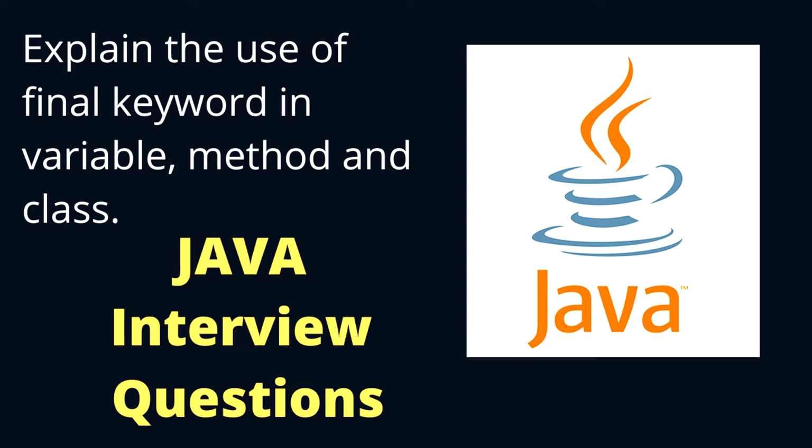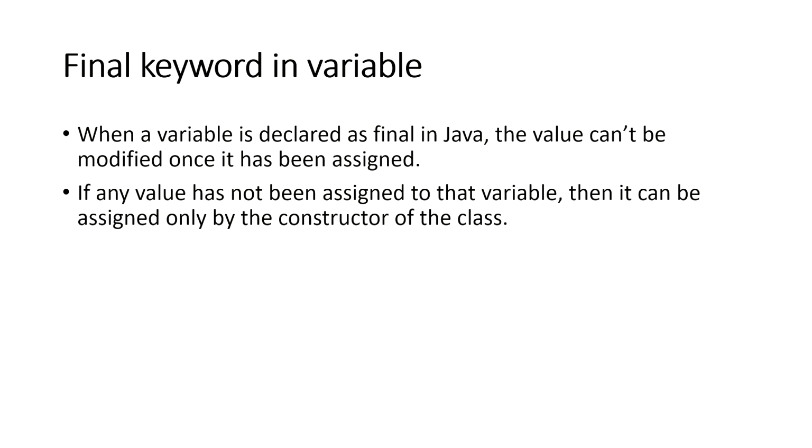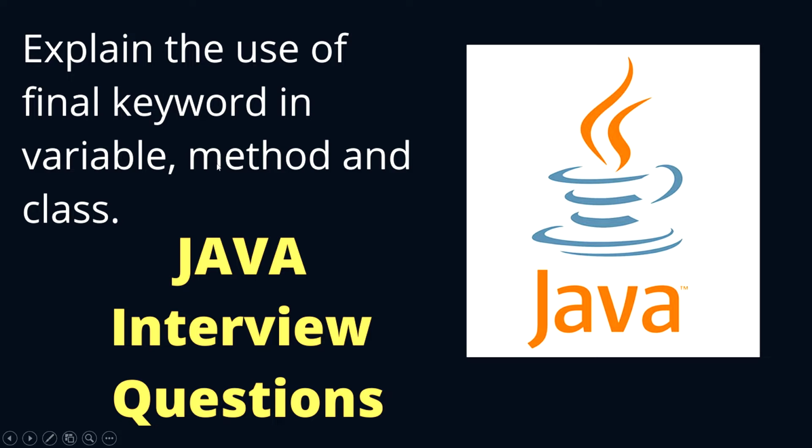So, in this video we'll discuss Java interview questions. The question that we are going to discuss is the use of the final keyword in Java. The final keyword in Java is used in three ways. The very first is with variables. Second, it is used with methods, and third, with classes. There is a distinction between all three when the final keyword is used with them. This is the basic thing that the interviewer wants to know.